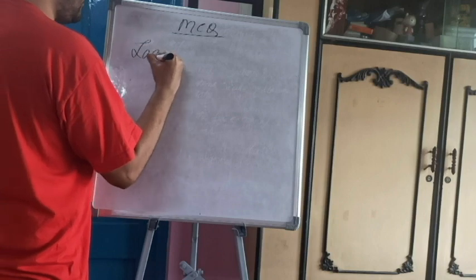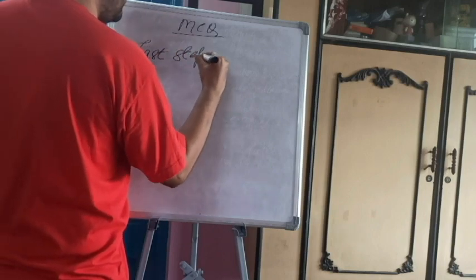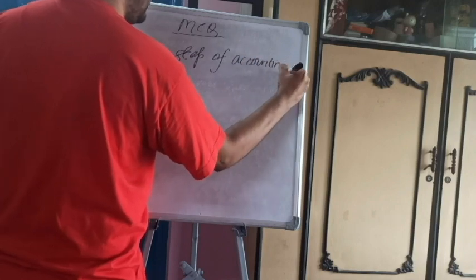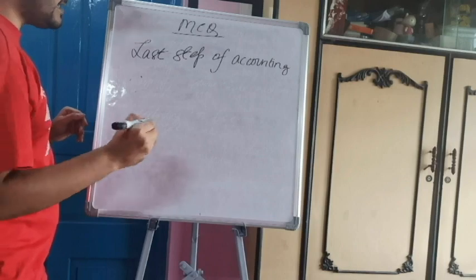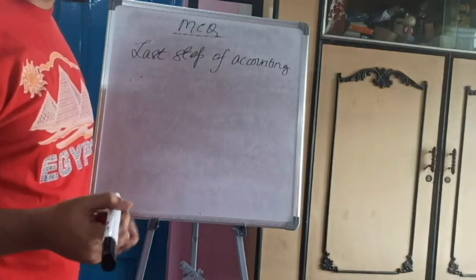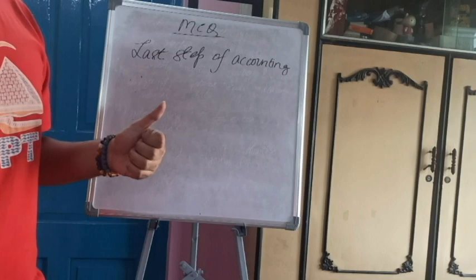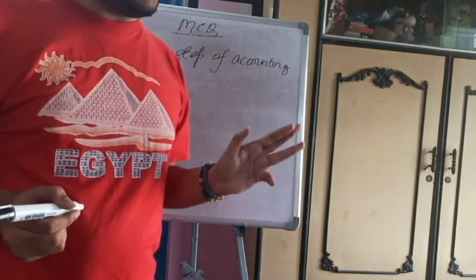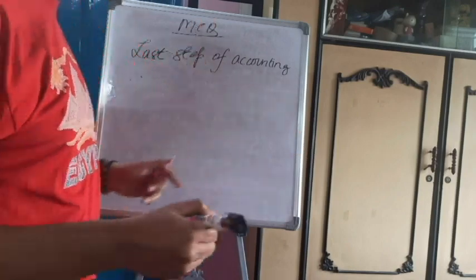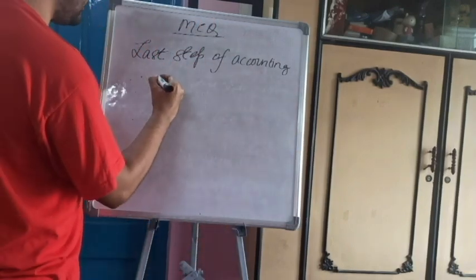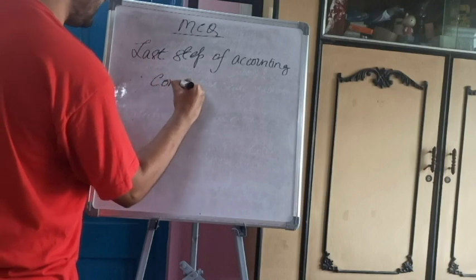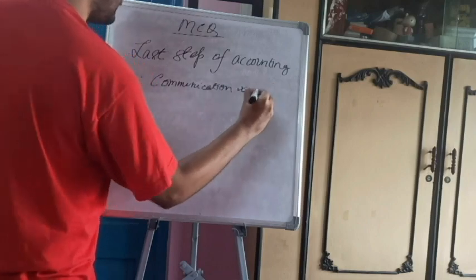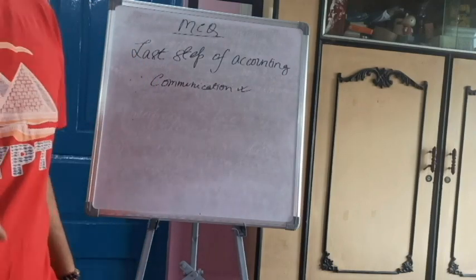What is the last step of accounting? I am not writing the options, I think it will take much time. I am just giving the answer. There might be four options. The correct option would be, you must remember, first is recording. Next, classifying. Then summarizing. Then interpreting. And the last one is communicating. So the correct answer for the last step of accounting would be communication. Note this point, that the last step of accounting is communication.